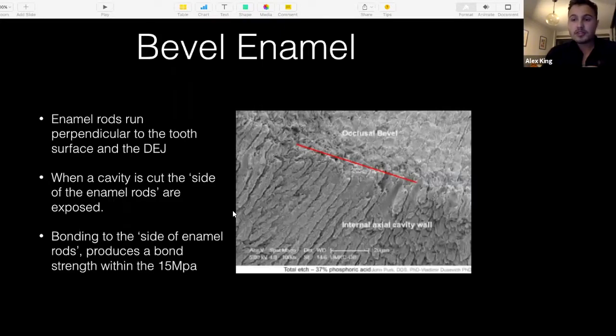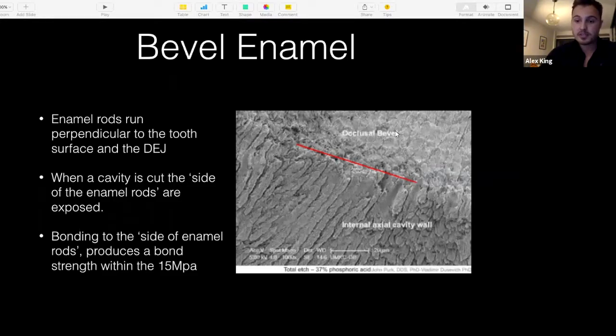However, this is the real reason we bevel. Enamel rods run perpendicular to the tooth from the DEJ. So if this is the tooth, the enamel rods will run upwards here, and here on the side, they'll run perpendicular, okay? So when we cut, say, a class 1 cavity, we cut a box, and the enamel that we are bonding to, if we don't bevel, is the sides of the enamel rods as they run parallel to the tooth. Bonding to the sides of the enamel rods will produce a bond strength of only 15 megapascals, okay?